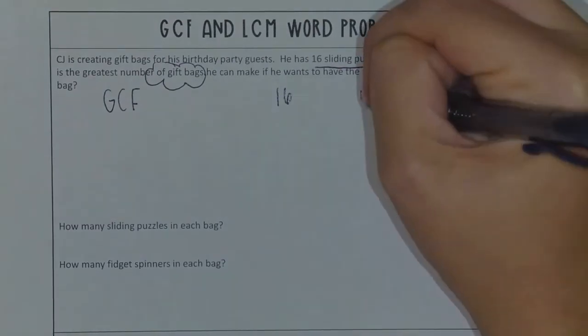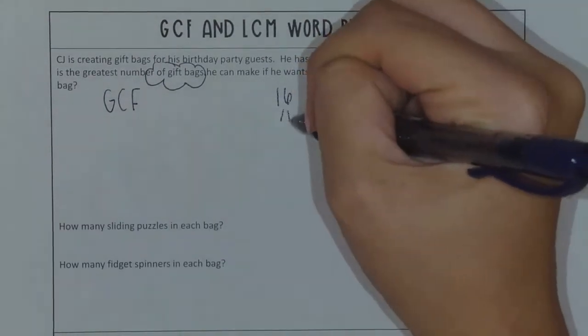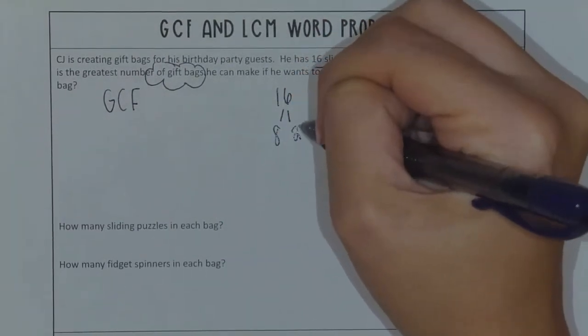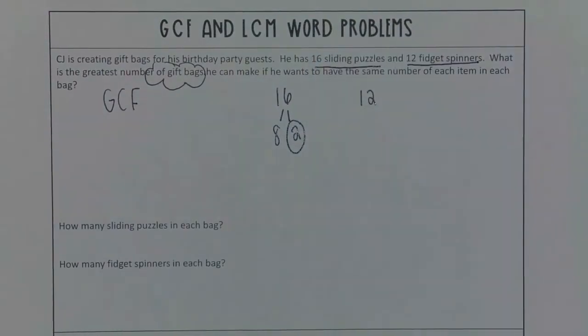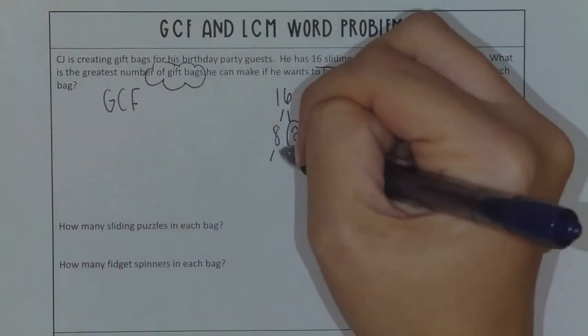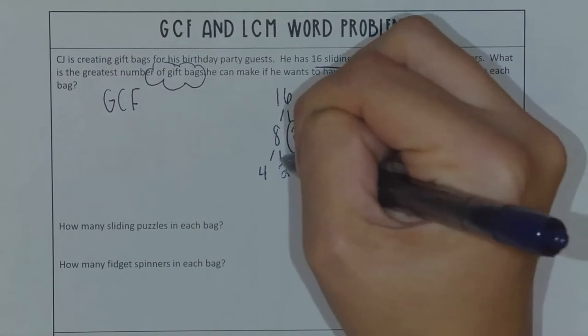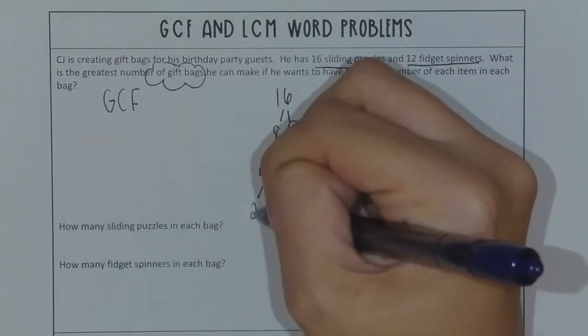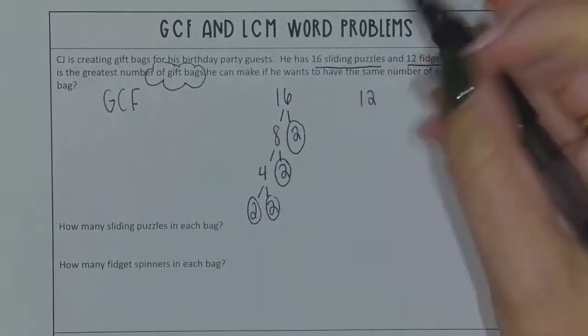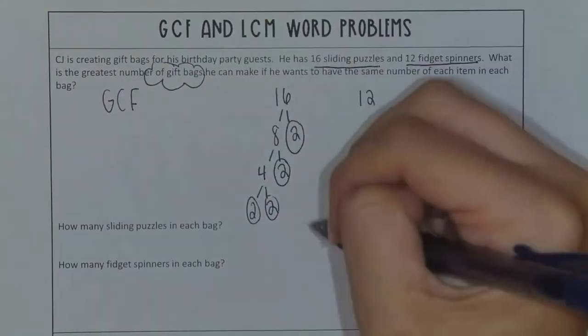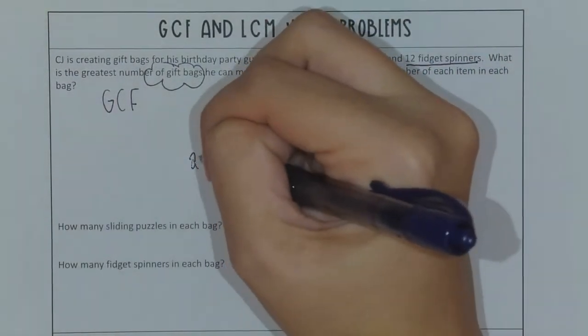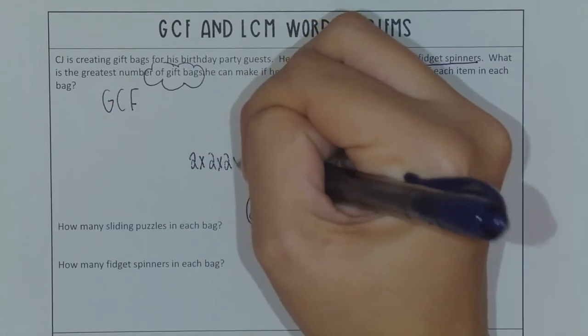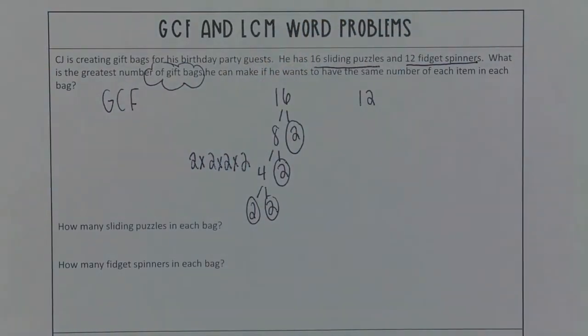So I'm going to break down my two numbers, 16 and 12. 16 can be broken down into 8 and 2. 2 is a prime number, so I circle it. 8 can be broken down into 4 and 2. Circle the prime. 4 is 2 and 2. So my prime factorization, my expression for the number 16 is 2 times 2 times 2 times 2. Remember, we do not use exponents because I want to see every single factor laid out.